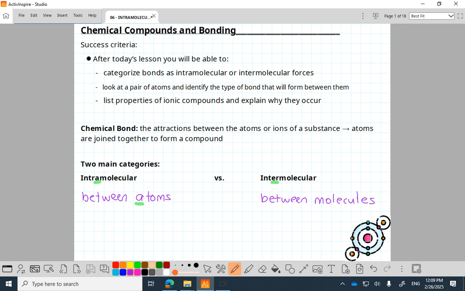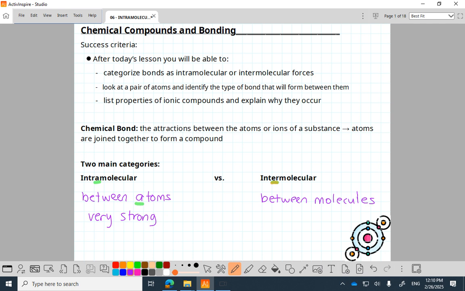Actually, if you want, you can even make this a different color. So when you have bonds between atoms, that forms the compounds that are pure substances. So these are very strong.